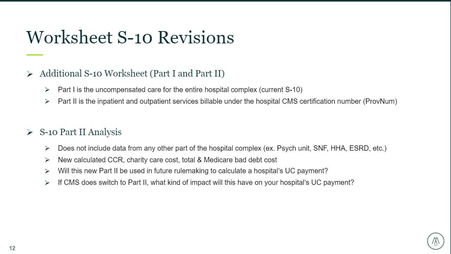Now, Part 1 is the current S10 that captures all of the charges for the entire hospital complex, and Part 2 is a subset of Part 1 data that only captures the inpatient and outpatient services billable under the hospital's provider number. So Part 2 would exclude your SNF, your psych, home health agencies, end-stage renal disease, or any other unit not billable under that hospital's provider number. This new Part 2 calculates a new cost to charge ratio, new charity care cost, the total and Medicare bad debt costs just for the acute portion of your hospital.